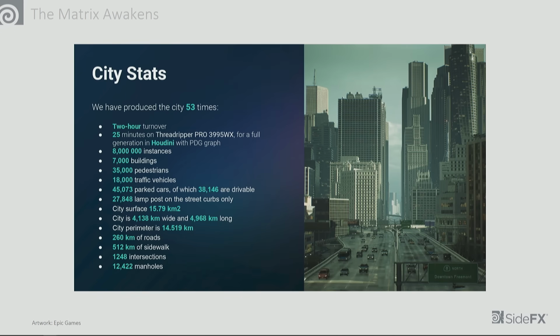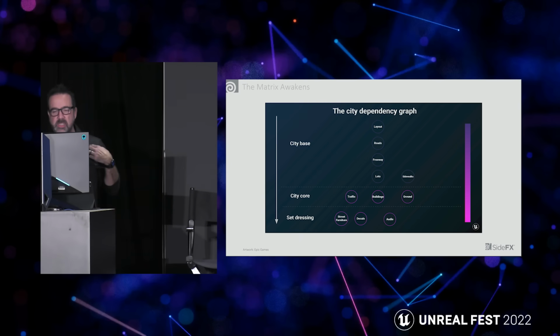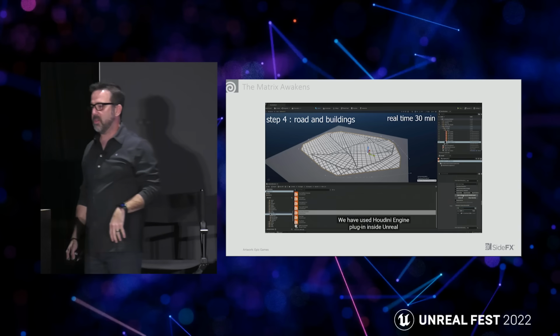Again, here are just some stats for the amount of work they had to generate 53 times, but look at all of the pedestrians, the buildings, the instances that were involved in generating that. And again, the dependency upon these things: if you think of, okay, we're starting with that city base, what is that going to feed? That's going to feed down to traffic, to buildings, to the ground, and so on.